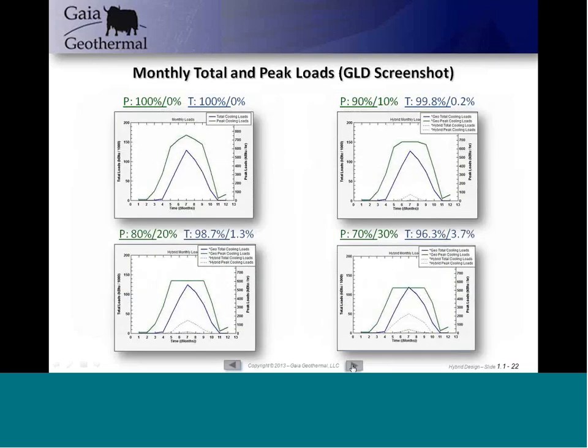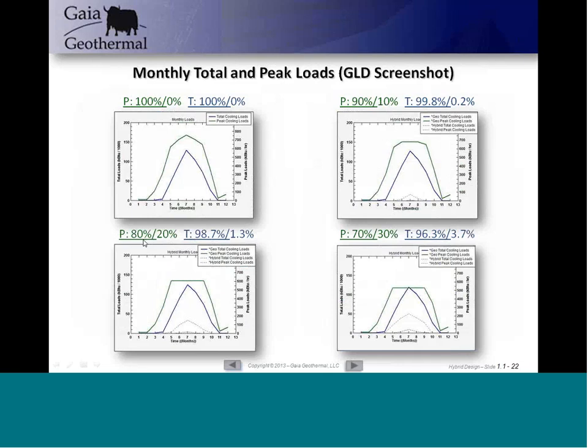But if we start changing the shaving a little bit, we can see how that relationship is played out graphically. In this example, the peaks are 100% Geo, 0% hybrid, total is 100% Geo, so we just have these two, like what we looked at. If we slide the slider 10%, so the peak is 90% Geo and 10% hybrid, the total load is still 99.8% Geo, and only 0.2% of the load annually is going to be going to the hybrid system. You can kind of see that graphically.